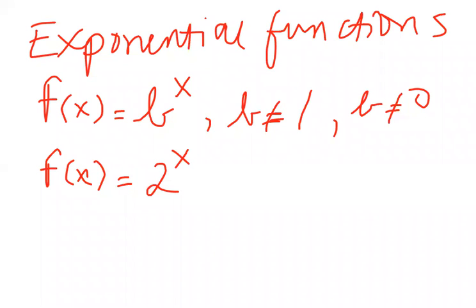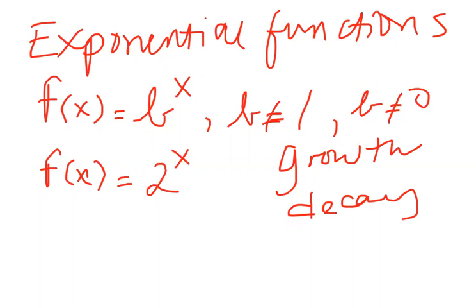So when we look at an exponential function, we're looking at a function of the form f of x equals 2 to the x. What you will notice is that the variable is no longer the base. The variable is actually the power. For these exponential functions, you will notice two types: a growth function, and a decay function. We'll talk about the graphs very shortly, and we'll talk about both of them.